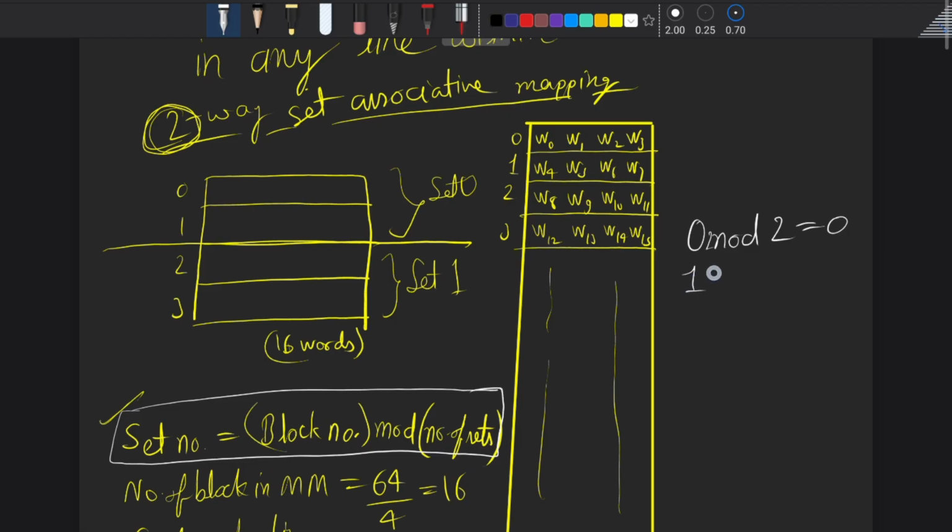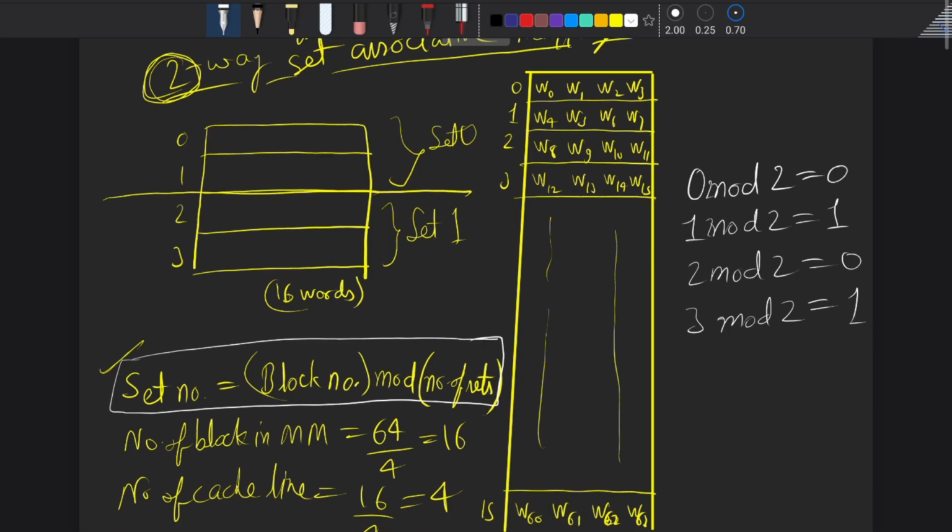Similarly, the first block will go in set 1. The second block will go in set 0. The third block will go in set 1. Similarly, we can calculate this for each block.